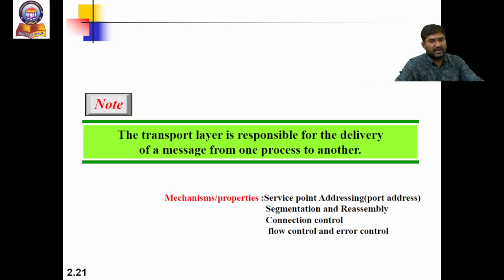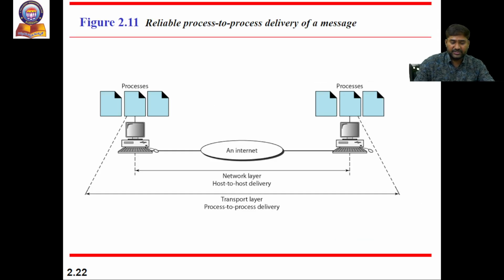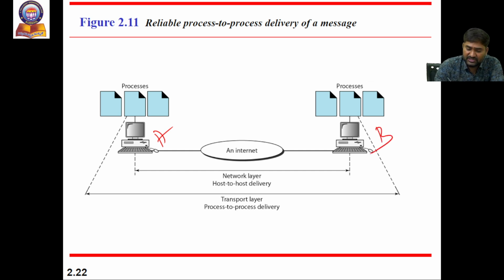See here, the transport layer. What is the main responsibility of the transport layer? The transport layer is responsible for delivery of a message from one process to another process. It is very important. So let me go with a basic architecture here. See here, this is the A system and this is the B system. In the A system, the system is running 3 applications, and the B system is also running 3 applications.